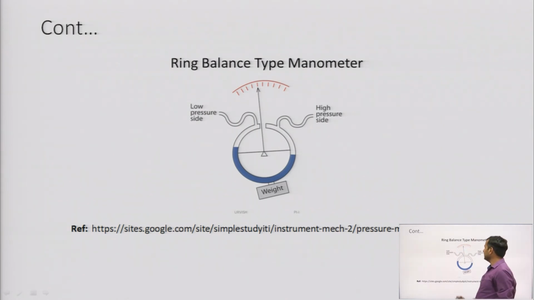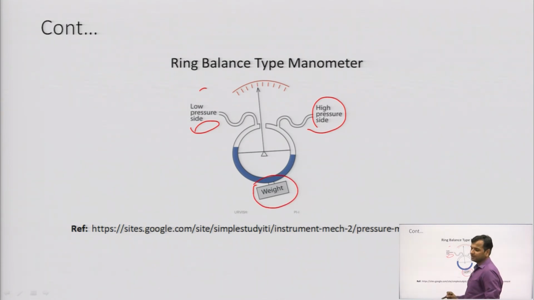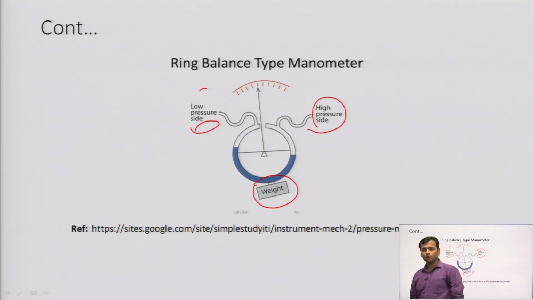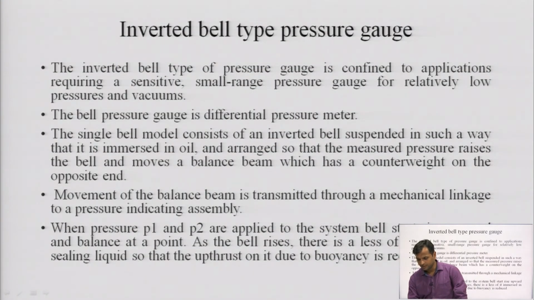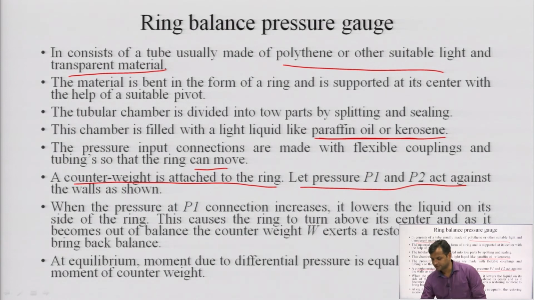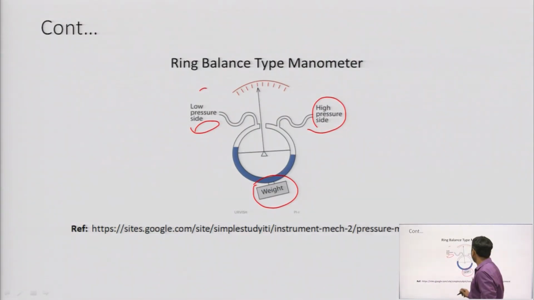So, here you can see that on one side we are applying the low pressure, on the other side we are applying the high pressure, and one weight is there below the tube. Because of this weight, it lies in the category of ring balance type manometer or ring balance type pressure gauge. Here you can see the diagram: one low pressure side, one high pressure side, and one weight. So, the differential pressure arrangement is there, and that pressure causes the movement of this pointer.